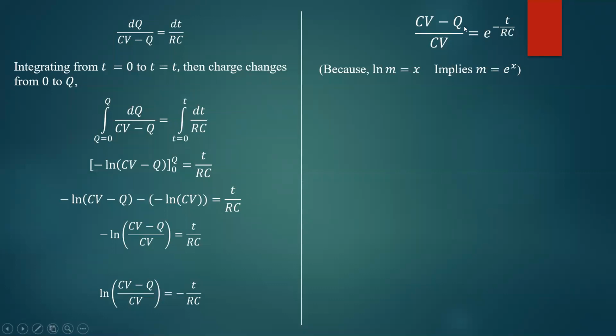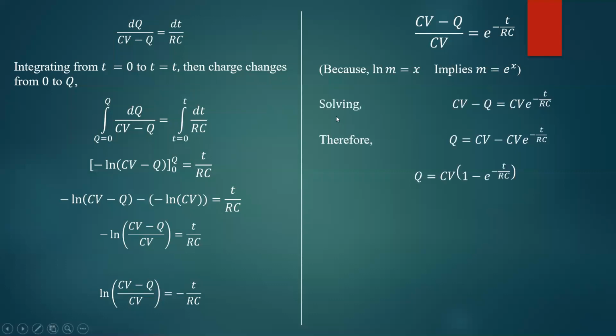R is constant. C is constant. So Q is variable. T is variable. Okay, Q as a function of T. Our equation, simplify it further. Solving, take this CV to the other side. CV minus Q is equal to CV into e to the power minus T by RC.